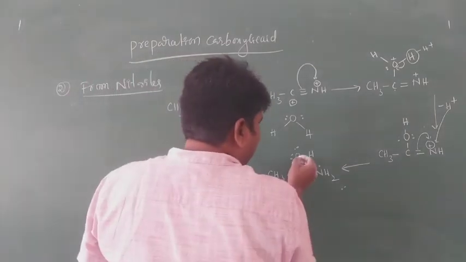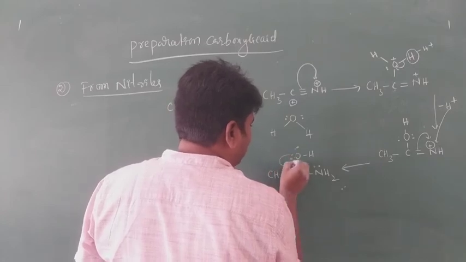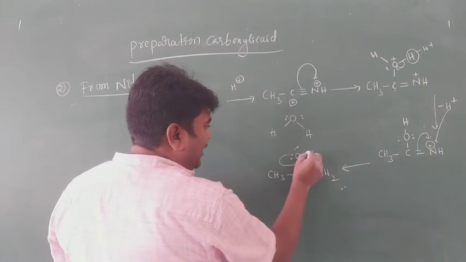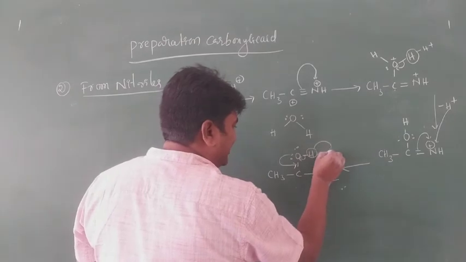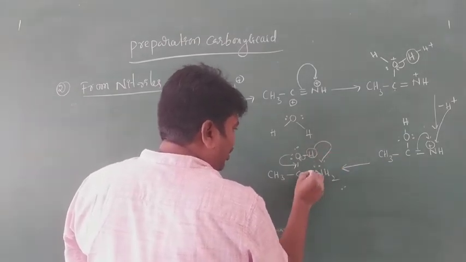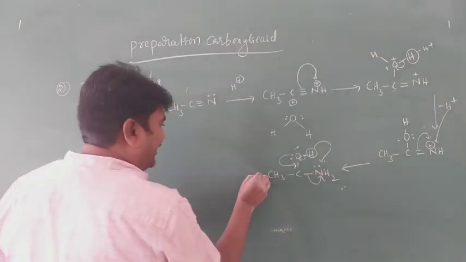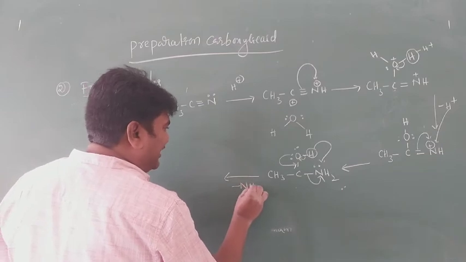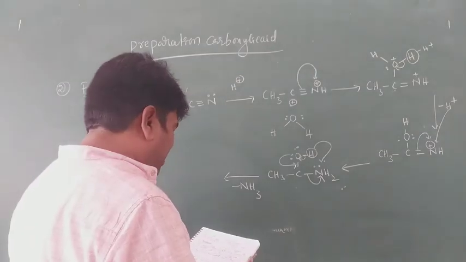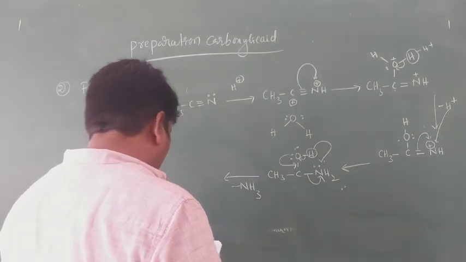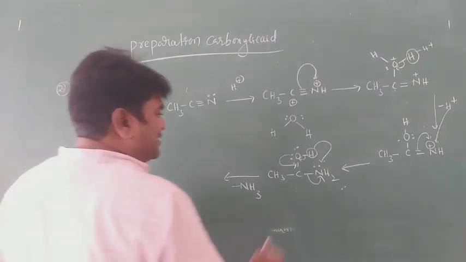Now these two electrons are shifting here. Double bond in between this one. These two electrons are shifting to here. It is eliminated as H plus, attacking here only. So now these two electrons are gained by this one. You will get minus NH3 eliminated. CONH2, it is an amide. Minus NH3 is eliminated.